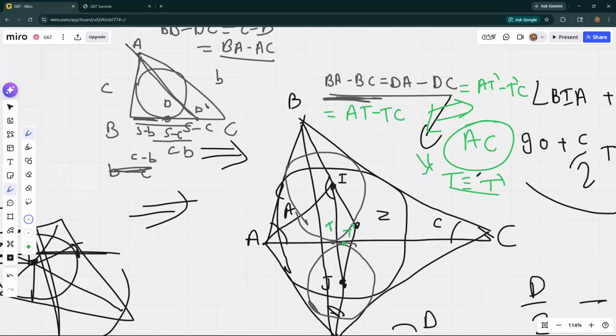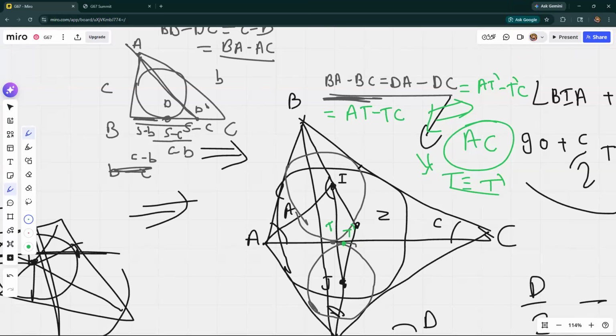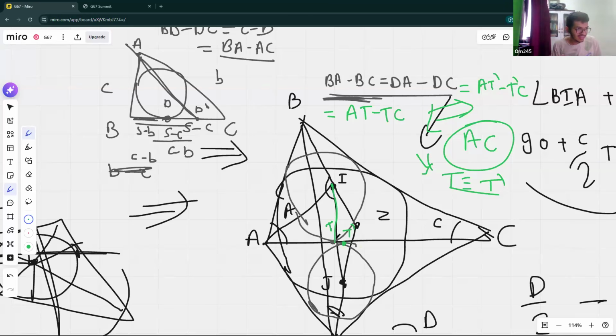How did you get BA minus BC equal to DA minus DC in the first place? We assume this quadrilateral has an incircle. Okay, I see. Yes. So the fact is if this has an incircle, then IT, the touch point of this incircle, is equal to JT, which is the touch point of this circle. So we get, as someone mentioned, IJ is perpendicular to AC, and it has the same touch point T.